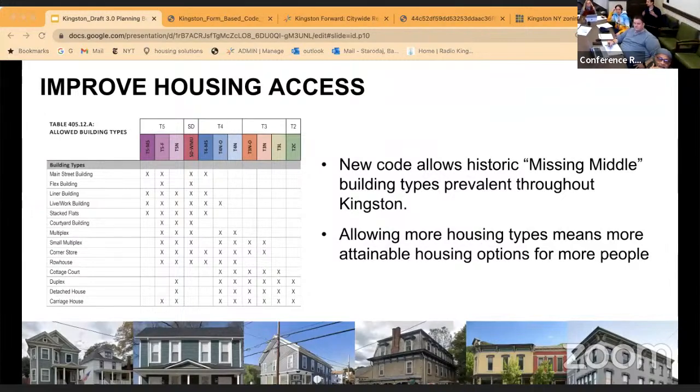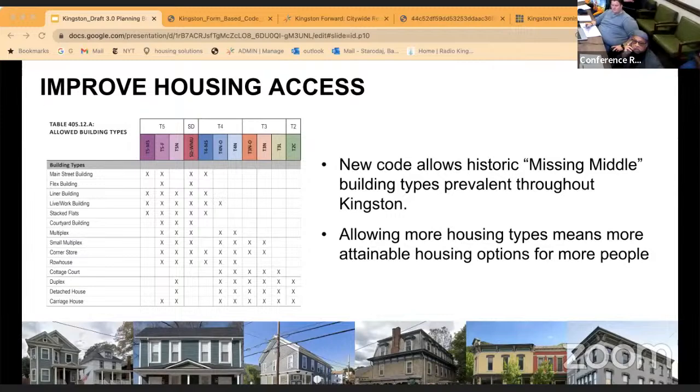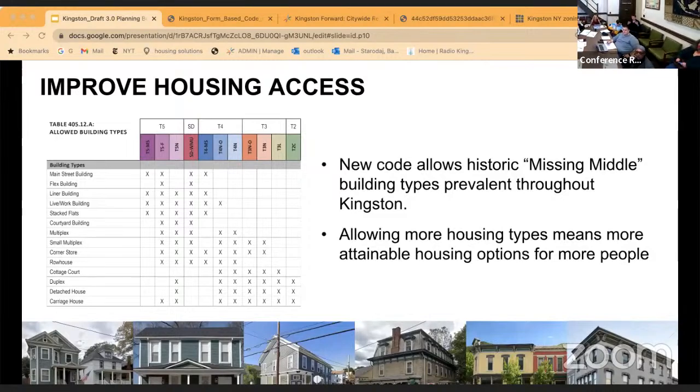I just want to run through a few of the goals. One big priority is for the code to improve housing access and to more broadly legalize what's referred to as missing middle. These are accessory dwelling units, duplexes, triplexes. Now, these are known as light density because they don't have a huge impact when built throughout the city. And what we know is that these were once legal to build in many of Kingston's neighborhoods and already exist in much of the city.